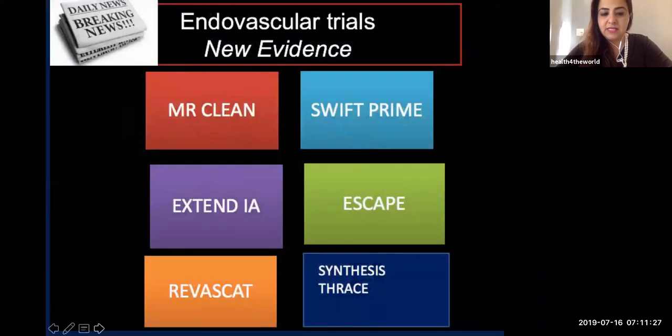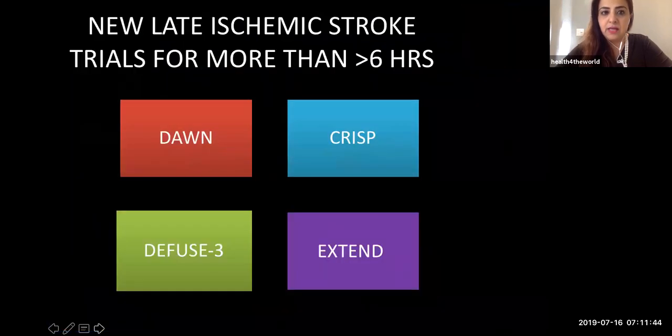So let's talk about the recent updates in stroke imaging. I won't go through the trials, but I will just have a very practical perspective from a radiology resident or a radiologist perspective about what we should know about what is going on. So these are the new endovascular trials in stroke. And these are the late ischemic stroke trials.